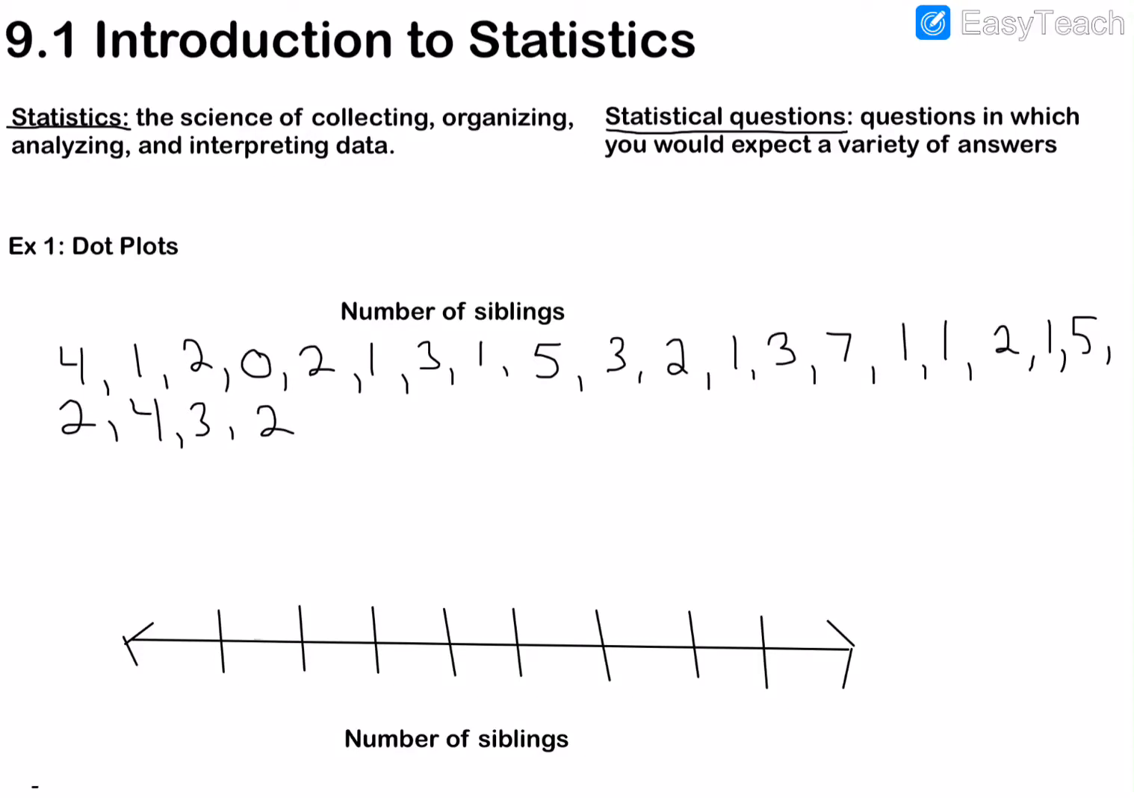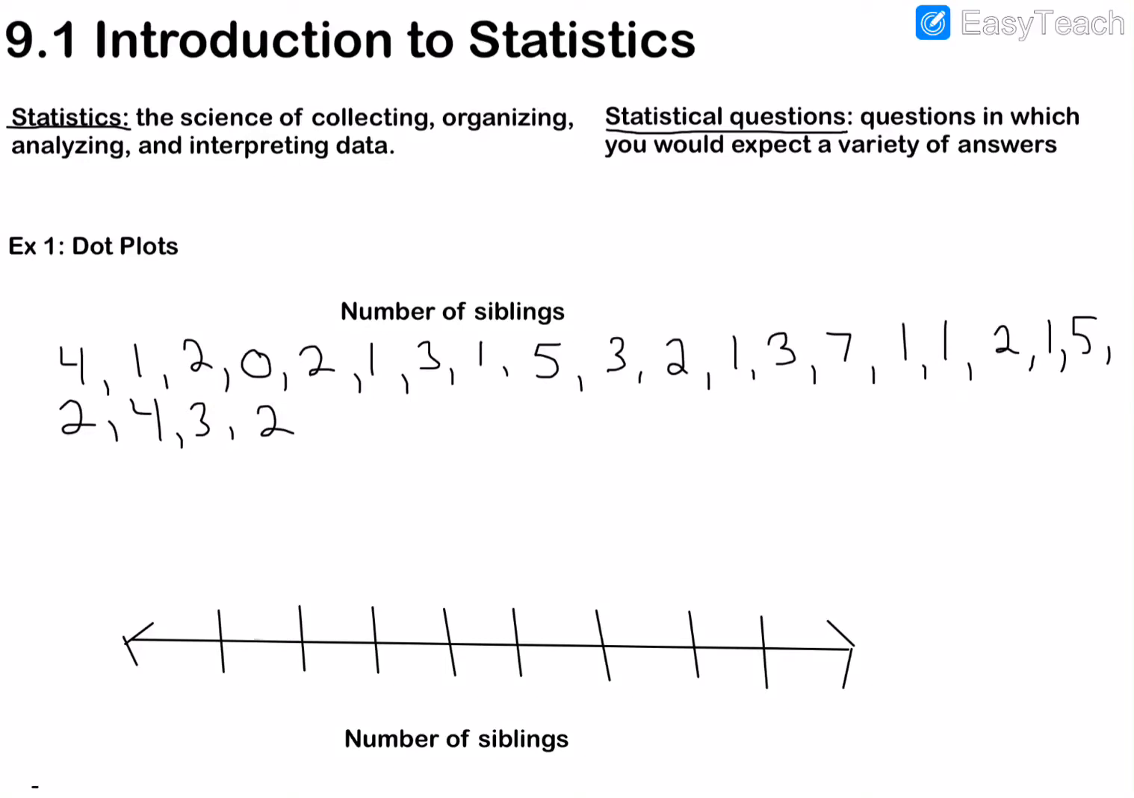Now, to make a dot plot, you would make a number line, or a line that looks like a number line, just like I have here. And the first thing you want to do is find the lowest number and the highest number, so you know where to start your number line. So if I'm looking at this data set, I see that 0 is the lowest number. So I'm going to start my dot plot with 0. And then we go as high as 7. I think 7 is the highest.